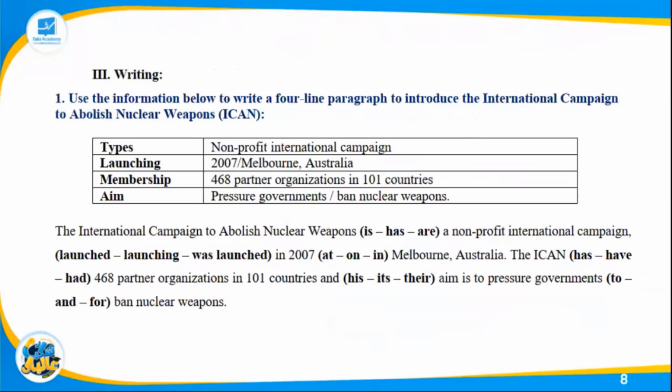Now it says: use the information below to write a four-line paragraph to introduce the International Campaign to Abolish Nuclear Weapons, the ICAN. There are some things that we need to take into consideration in this exercise. First thing: use all info in order. What does that mean? Use all the information you have, don't bring any new information, and don't leave out any information. Okay, good, this is the first thing.